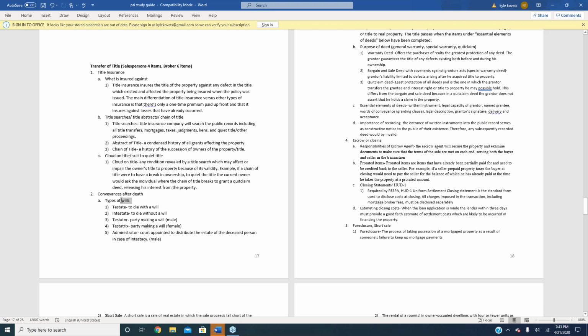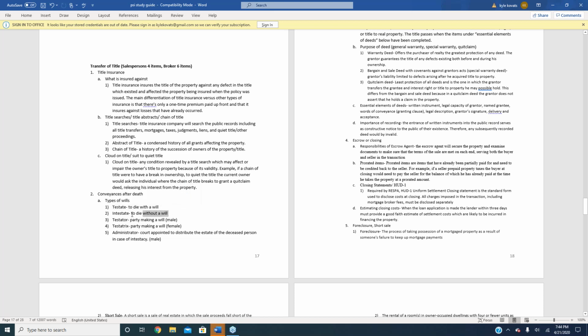Now, things to do with wills. So regarding wills in general, when does a will take effect? A will would take effect upon death. So number one, first and foremost, a will would take effect upon death. If they ask you when does a will take effect, a will takes effect upon death. That's number one.